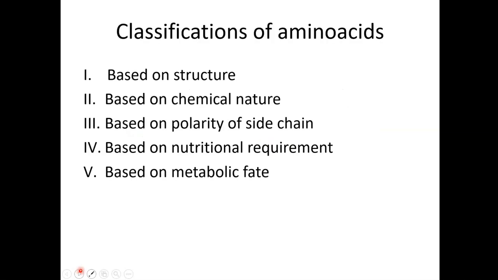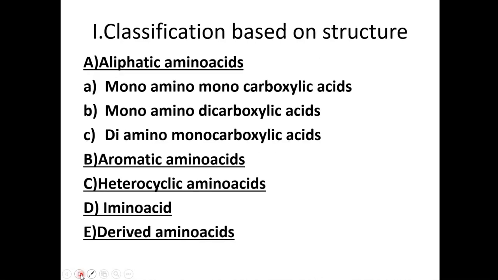Classification of amino acids. There are 5 types of classifications of amino acids. First one based on structure, second one based on chemical nature, third one based on polarity of side chain, fourth one based on nutritional requirement, and fifth one based on metabolic fate. Okay? And today we are going to discuss classification based on structure.